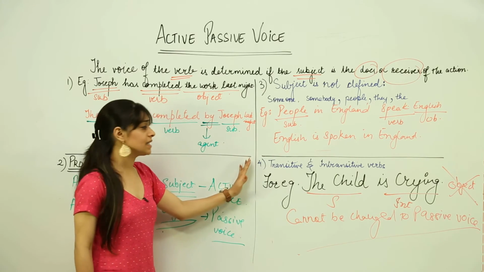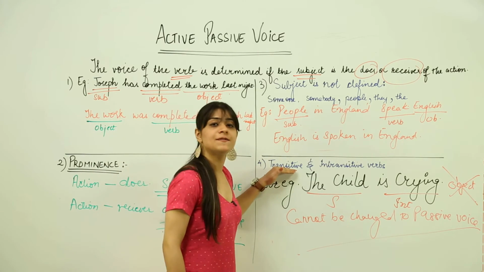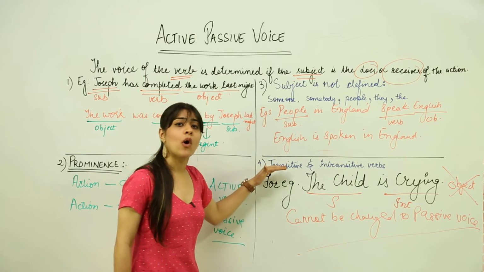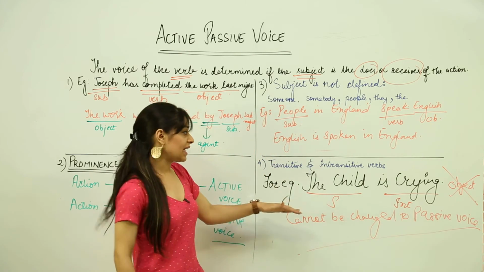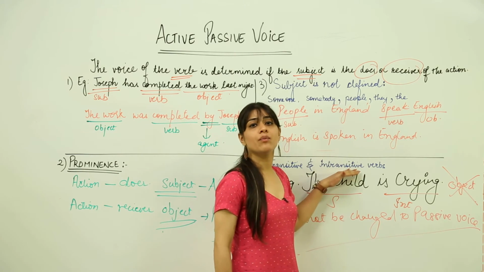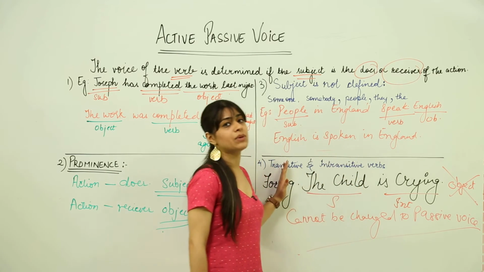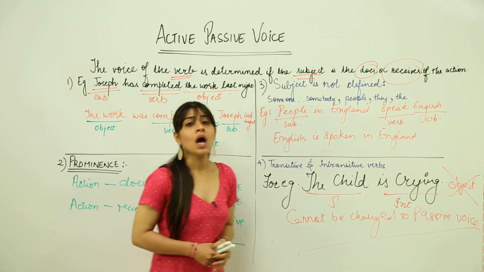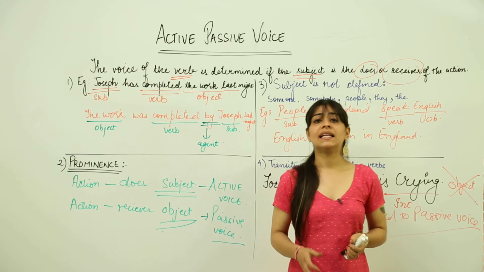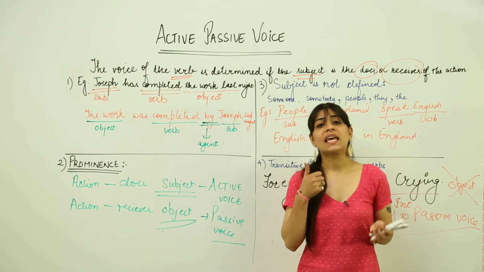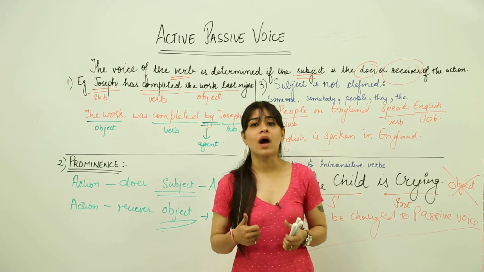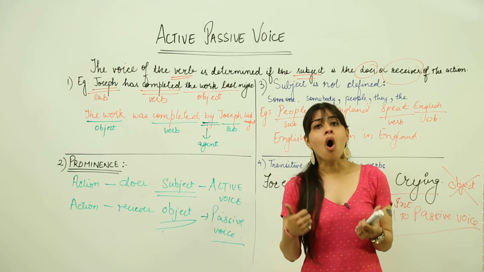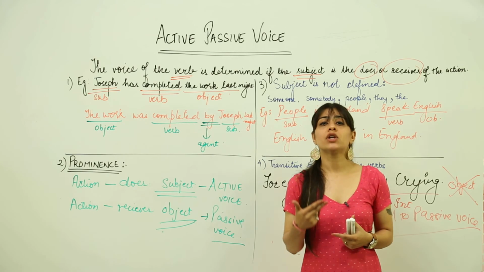And the fourth one is, in case we have transitive verbs, the passive voice can be formed. But in case we have an intransitive verb, we cannot convert the active voice to passive voice because we do not have an object. So hereby we learn that in active passive voice, the entire concept revolves around the doing action word, that is the verb, and the object and the subject of the sentence.